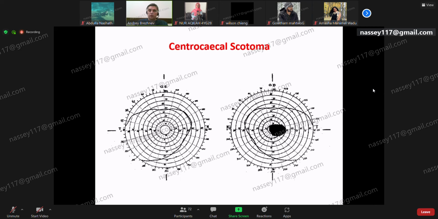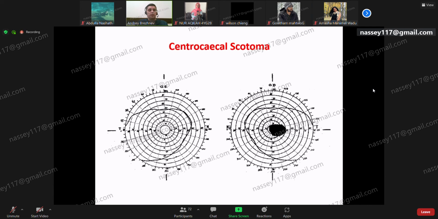If the patient's scotoma covers the central point and the area of the blind spot, which is situated temporally between 12 and 18 degrees of the visual field, in this case we name this scotoma the so-called centrocecal scotoma.